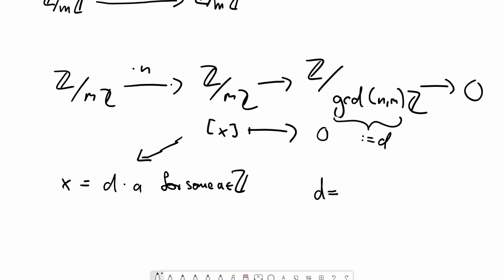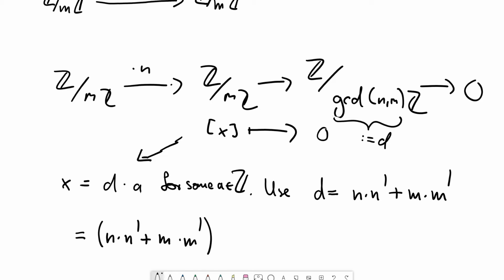And now use that the GCD can be expressed as a linear combination of n and m. How do I write that? I write it as n times n prime plus m times m prime. That's the so-called Bézout identity. Right, it had a name. And now let's see how this tells us, hopefully, that X is coming from multiplication with n.